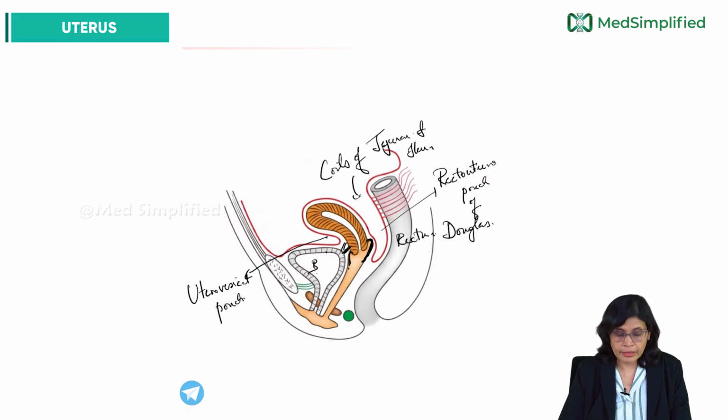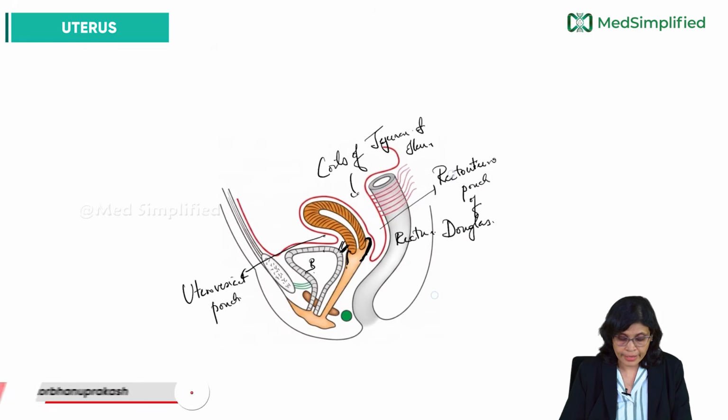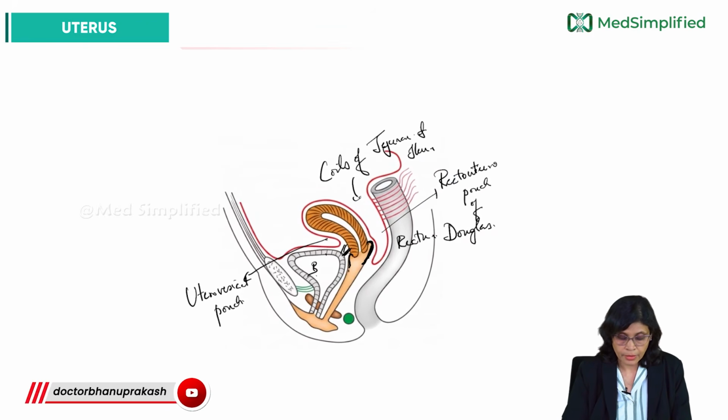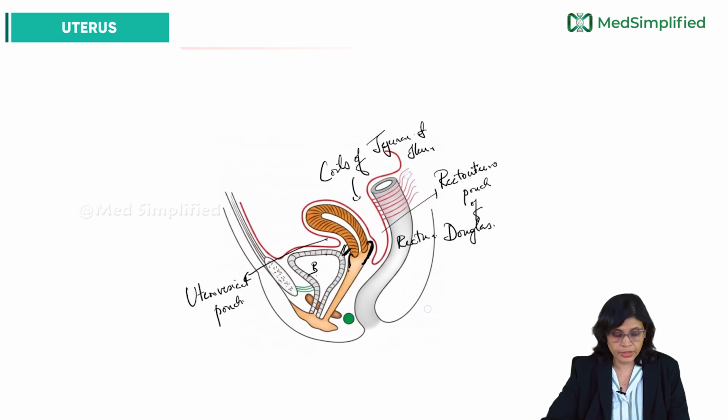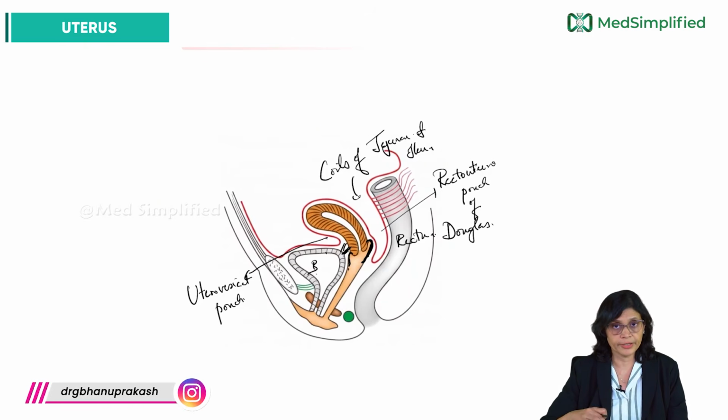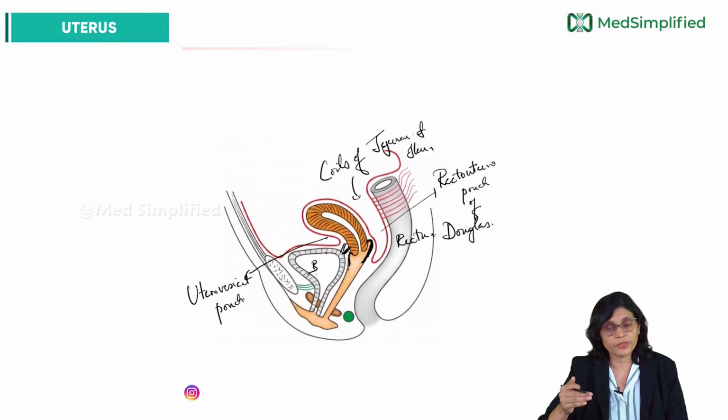Laterally, the body of the uterus is related to the broad ligament and the uterine artery and vein. The supravaginal portion of the cervix is related to the uterine artery as well as to the ureter, where the ureter crosses the uterine artery, and the vaginal portion of the cervix is related to the lateral fornices of the vagina. So that will be the relations laterally.